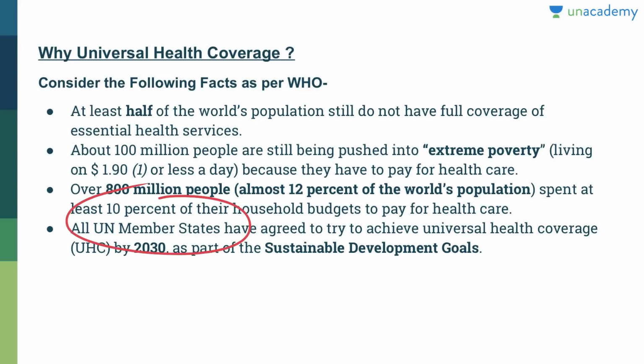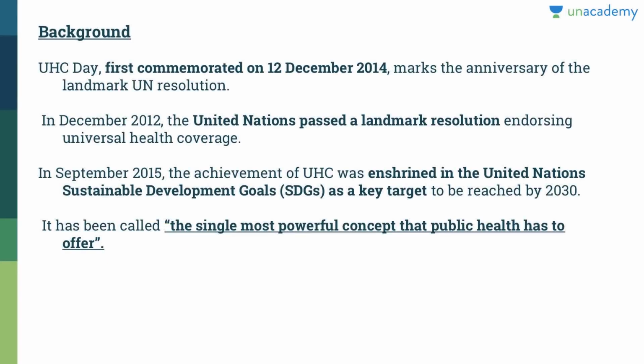Now all the United Nations member states have agreed to try to achieve sustainable health coverage, UHC, by 2030 as part of the SDGs. What is SDG? SDG is basically Sustainable Development Goals. All the members of the United Nations have agreed to achieve this universal health coverage by 2030. Very, very important. Now let us talk about a brief background about universal health coverage.